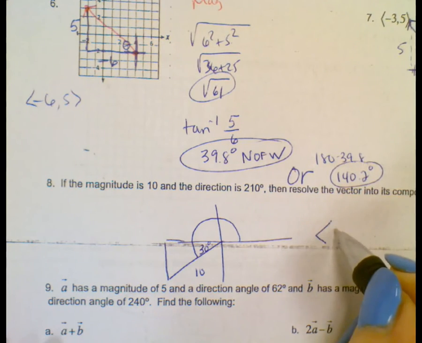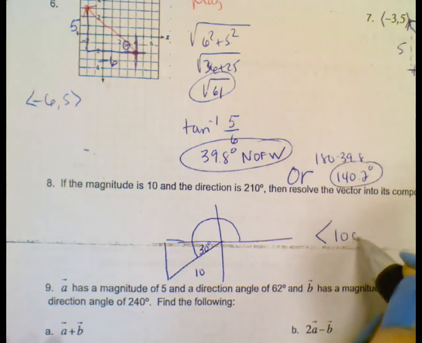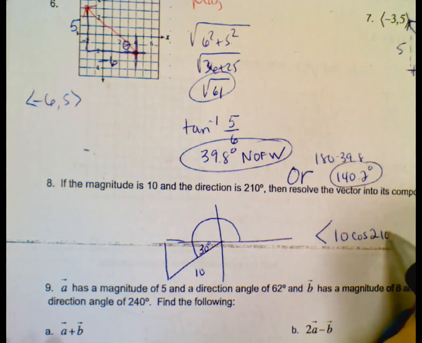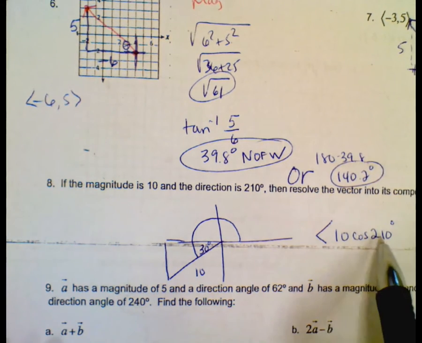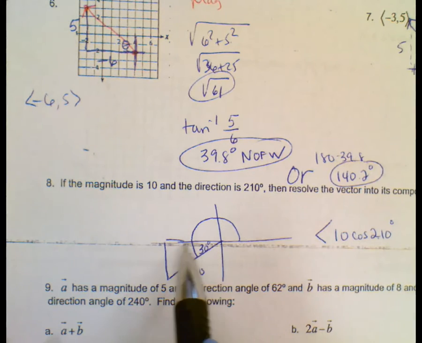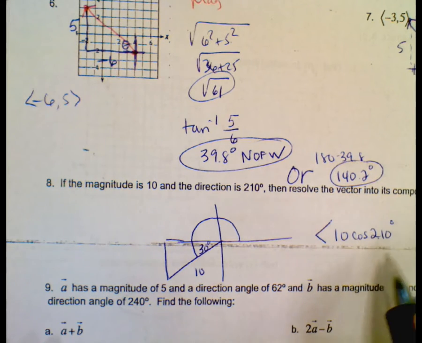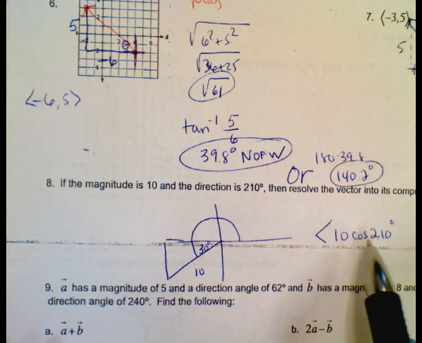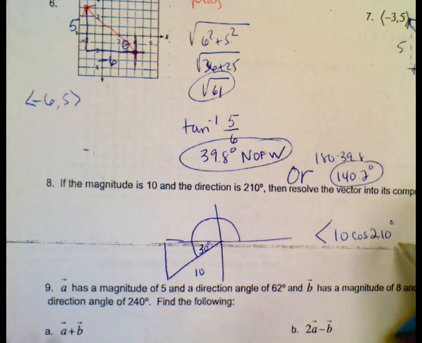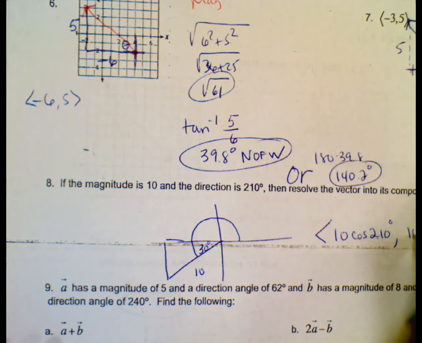So you would say 10 magnitude times the cosine of 210. Now you could also say 30 here, but then you'd have to know that it's going left and down. No matter what, our answers are both going to be negative. So if you use 30, you have to physically put in the negative. If you use 210, it'll tell you that it's negative. And the vertical is 10 sine of 210.